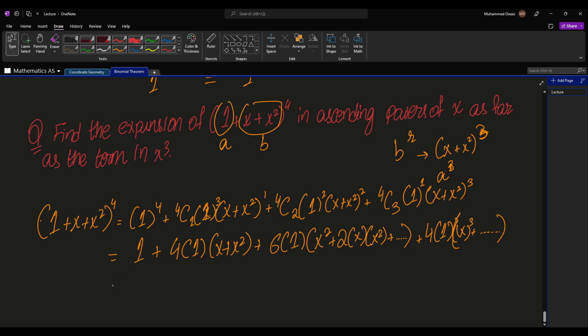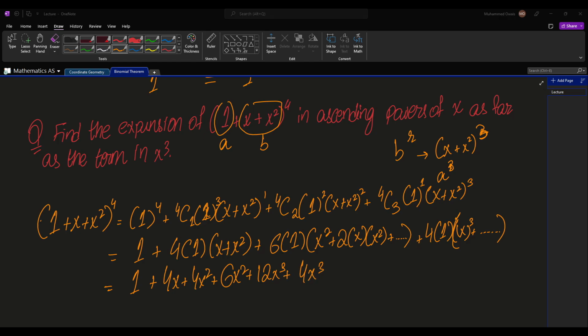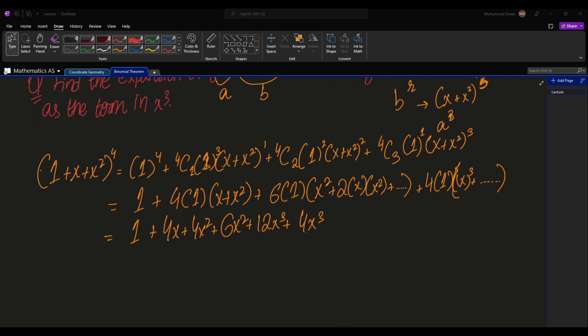It is useless to continue that expansion, so this will give me 1 plus 4x plus 4x² plus 6x², and then 6 into 2, which is 12x³. And for this it will be 4x³. Okay, pretty simple up till now, right? 4x plus 4x² plus 6x² plus 12x³ plus 4x³.